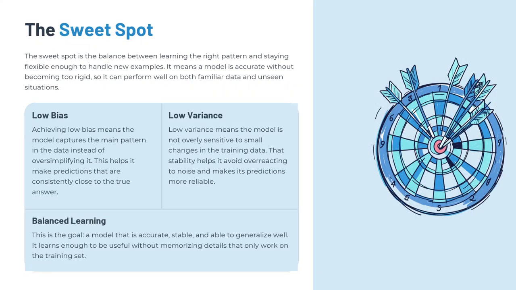So, what do we do now? We want a model with low bias and low variance. A balanced model learns meaningful patterns without memorizing the noise. This is often called the sweet spot. Such models perform well on both training data and unseen test data. Finding the balance is one of the most important goals in machine learning.